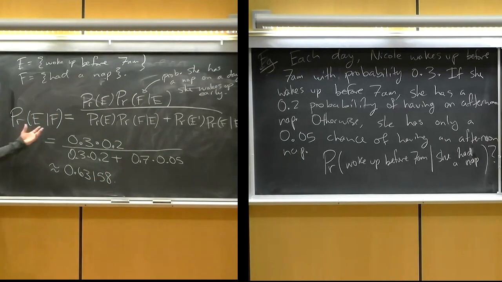So if she told you that she had a nap today, and you wanted to know, given that information, what's the probability she woke up before 7 a.m.? You'd say there's about a 63% chance, give or take, that she woke up before 7 a.m., given that she had a nap. Questions about that?